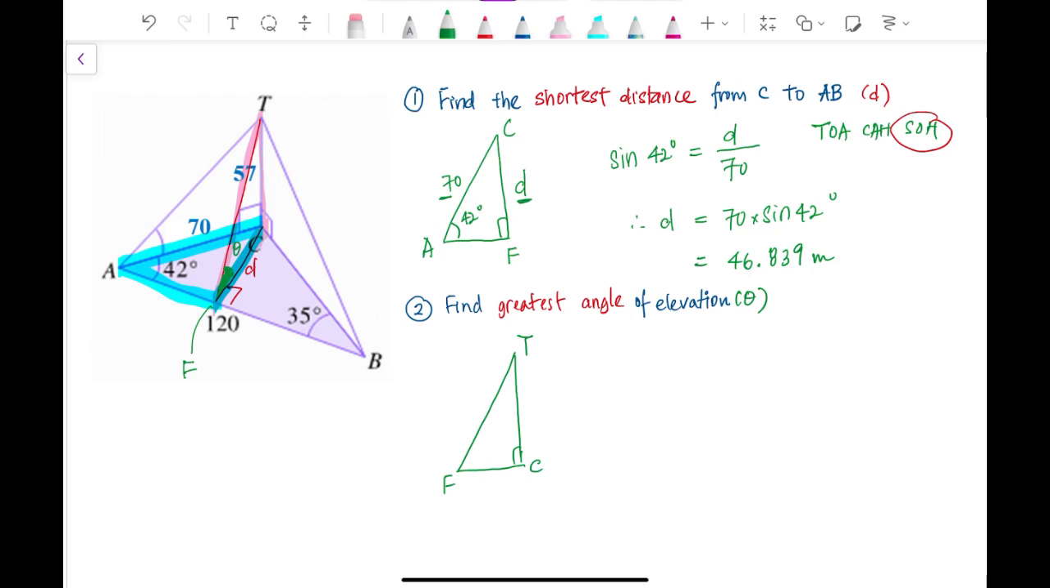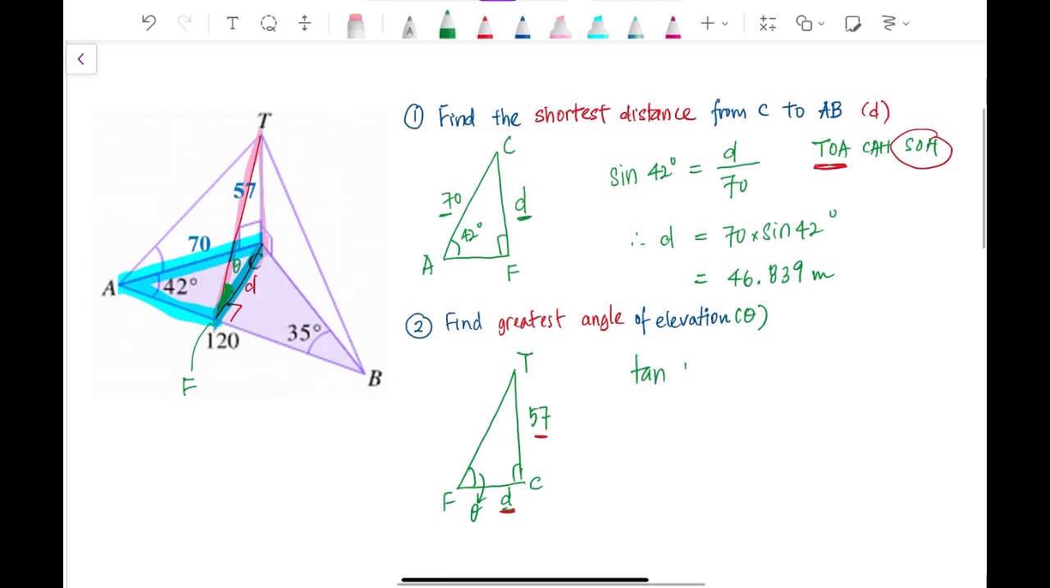The greatest angle of elevation is this angle here, this is our theta. I want to find this. What do I know? I know that the height of the tower is 57, and I have already found what D is. This D is what we have found from the first part. So by looking at this, again I'm going to use SOH CAH TOA. I have the opposite side and I have the adjacent. So opposite and adjacent, I am going to apply TOA. By using TOA, I will have tangent theta.